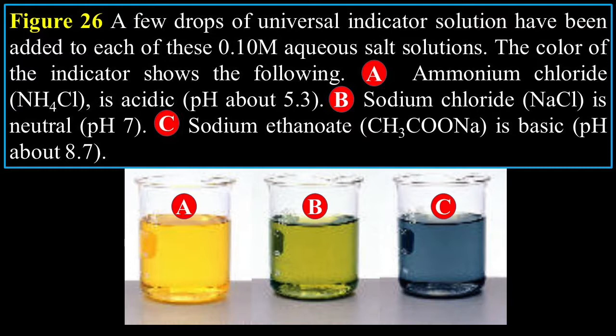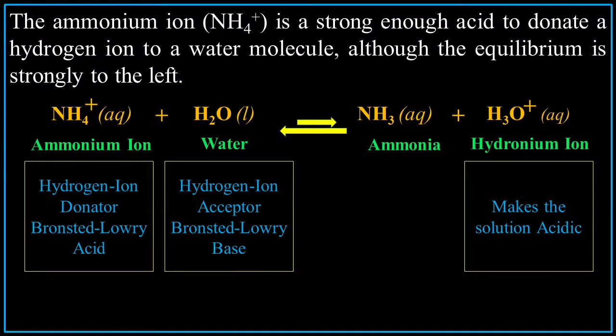A. Ammonium chloride, NH4Cl, is acidic, pH of approximately 5.3. Sodium chloride is neutral, pH 7. Sodium acetate is basic, pH about 8.7. So you see it goes from yellow to green to blue. So you would have to use an indicator that has that range. If you're going to show 3 different variations, you should be using the same indicator. So you need an indicator that's going to go from 5.3 to 8.7.